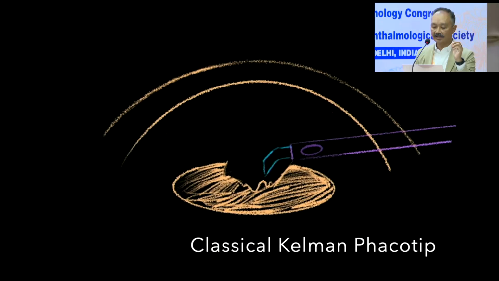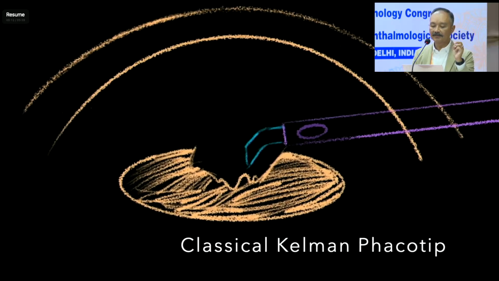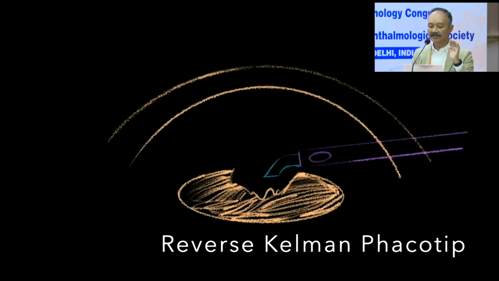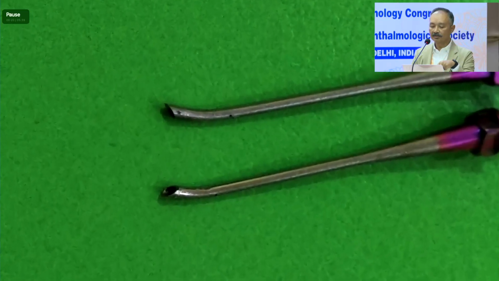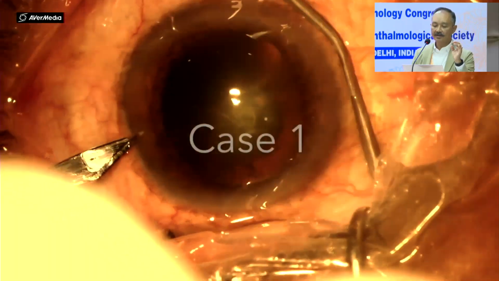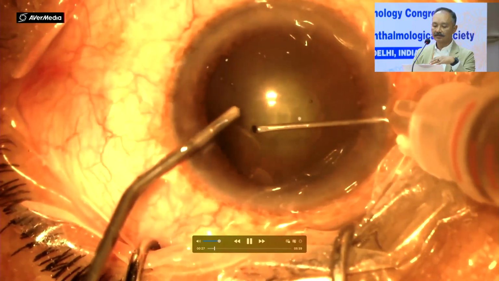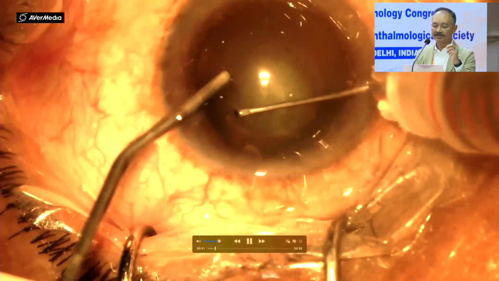In the classical Kalman phacochopper, the tip of the chopper faces forward. But in the reverse Kalman phacochopper, we have made it reverse such that it will have an orientation like this. Below the tip is a reverse Kalman phacochopper. So here, because of this modification, the entire phaco-fluidics and surgical principles change.